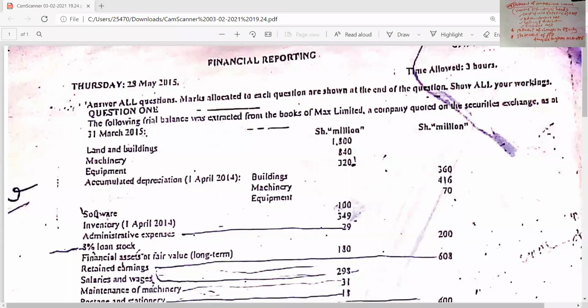So this is a question of May 2015. Question 1. They say that the following trial balance was extracted from the books of Marks Limited. I think it's clear. I need your response. Yes, it is clear.